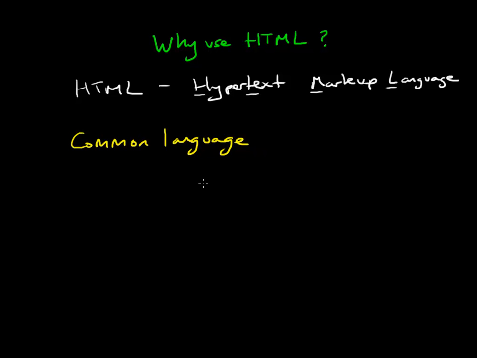So we need computers to be able to talk to one another, and if we have an open language that everyone understands, then developers that are going to make their web pages and their websites can use the same language as the people that are making web browsers. And everyone can have the same software and they can all read these pages.